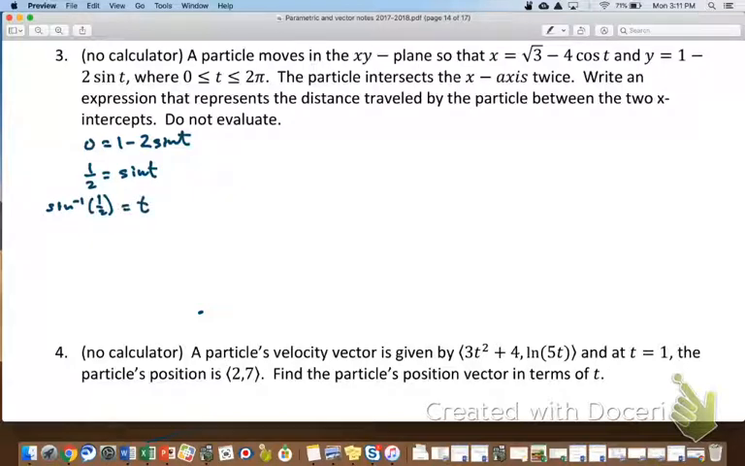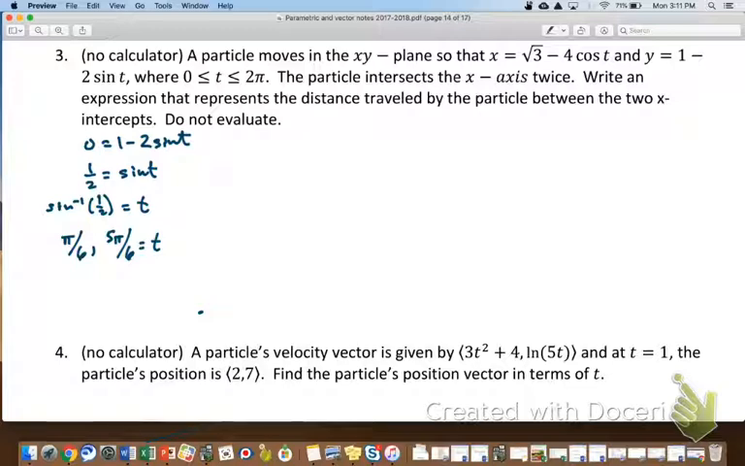So what's the inverse sine of 1/2? Pi over 6. And there's another one, because we're going 0 to 2 pi: 5 pi over 6. So those would be the two times when the particle is hitting the x-axis.